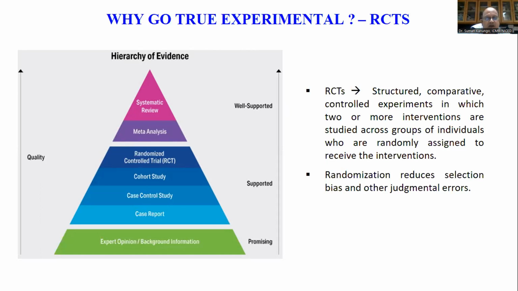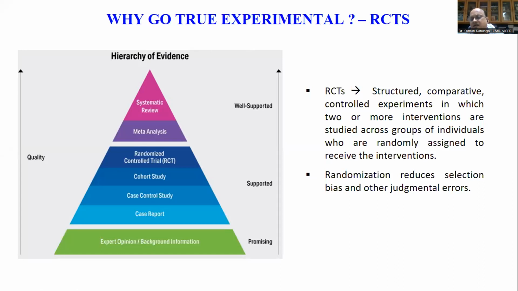If we start with expert opinion and background information, there are many things like that. Expert opinion or background opinion is very promising. The supporting evidence is case report, case control study, cohort study, and RCTs are your supported document. And this improves with the quality. But the best one is multiple data from multiple study sources, which constitute our meta-analysis and systematic review, which are well supported and are the highest level of evidence.